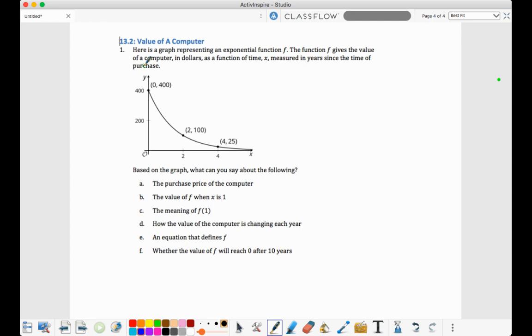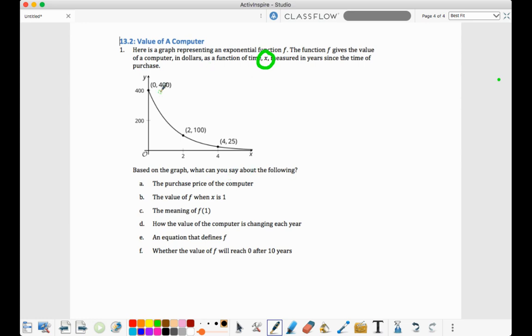Here is a graph representing an exponential function. Remember, exponential functions have this curvature to them. It's the function f. The function f gives the value of a computer in dollars as a function of time, which they use the letter x for, measured in years since the time of purchase. So based upon this graph, and you can pause me at any point that you need to, what was the purchase price of the computer?